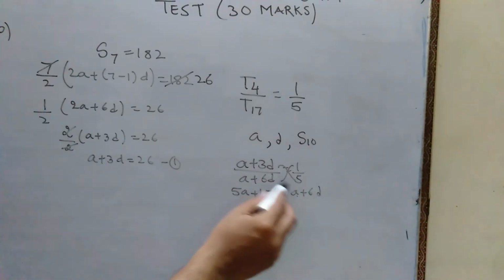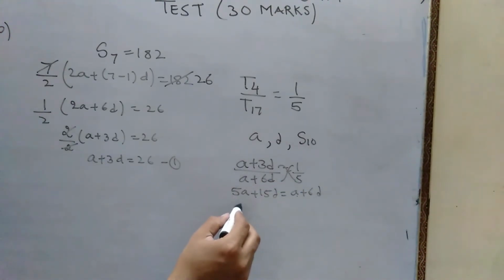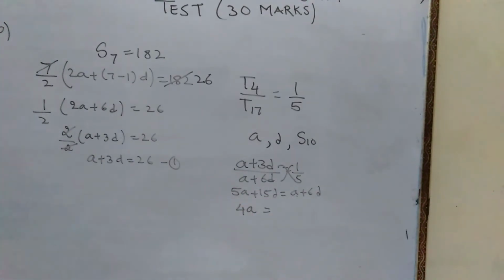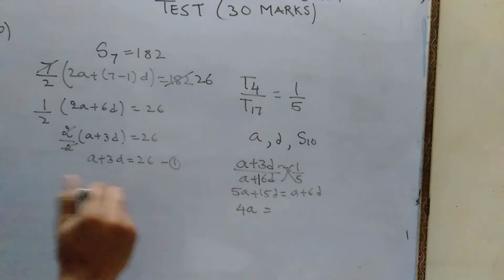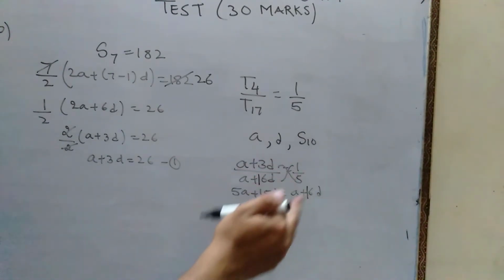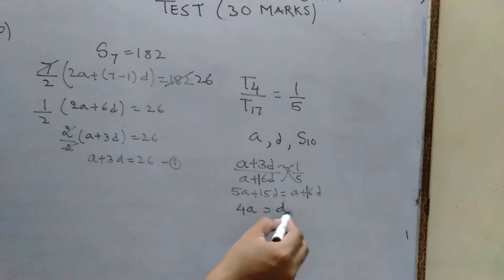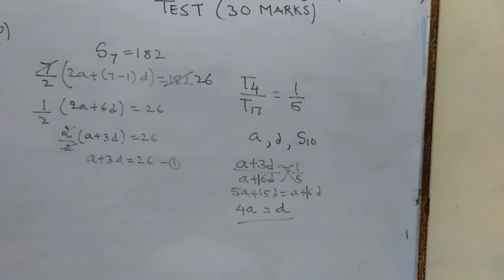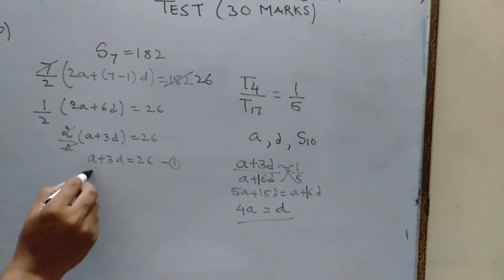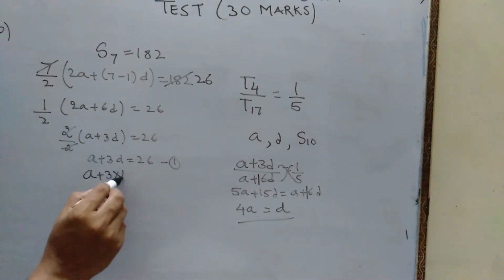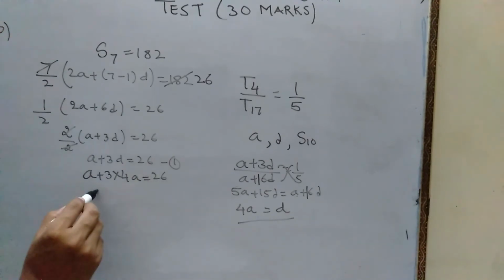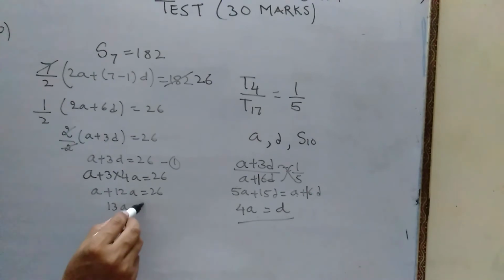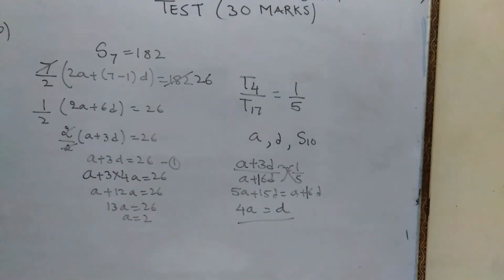So, bring it here. 4a is equal to 16d. So 4a is equal to d. Now we will substitute the value of d in the given equation. A plus 3 into 4a is equal to 26. A plus 12a is equal to 26. 13a is equal to 26. A is equal to 2.